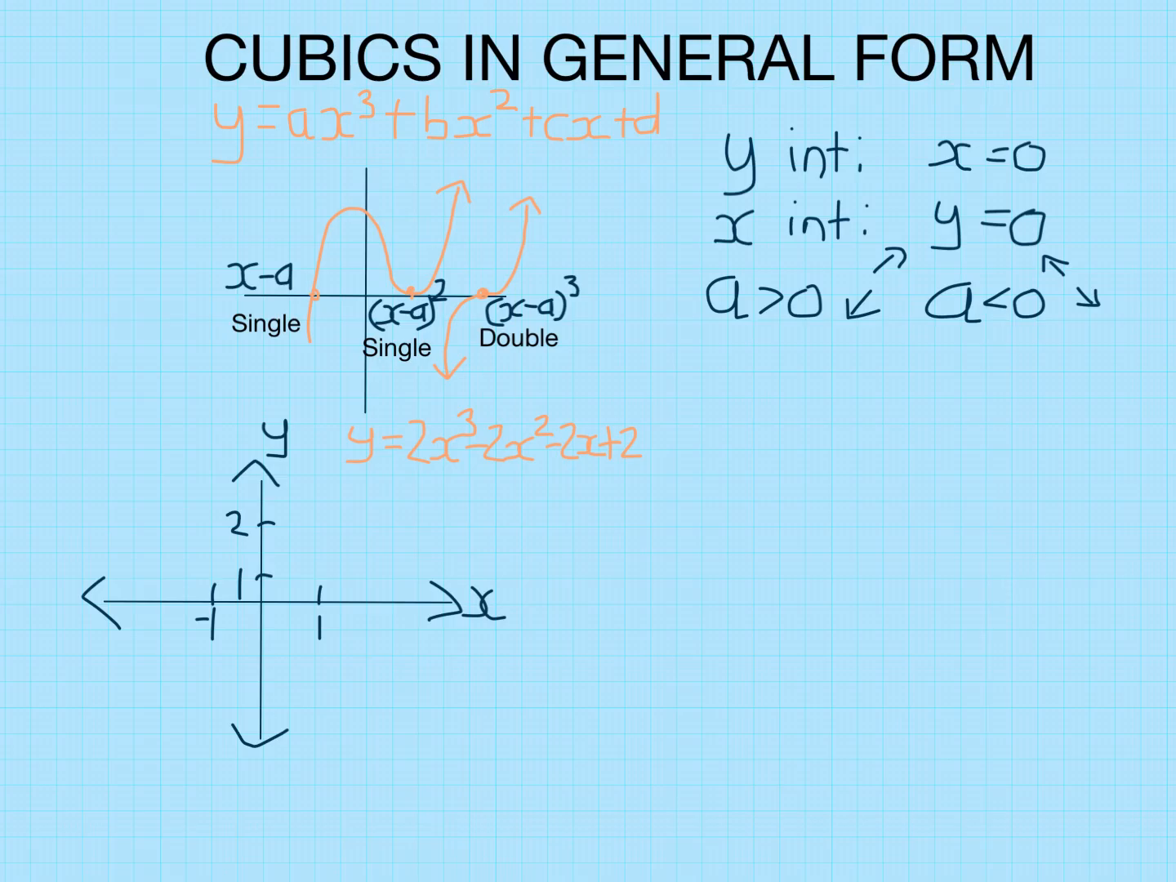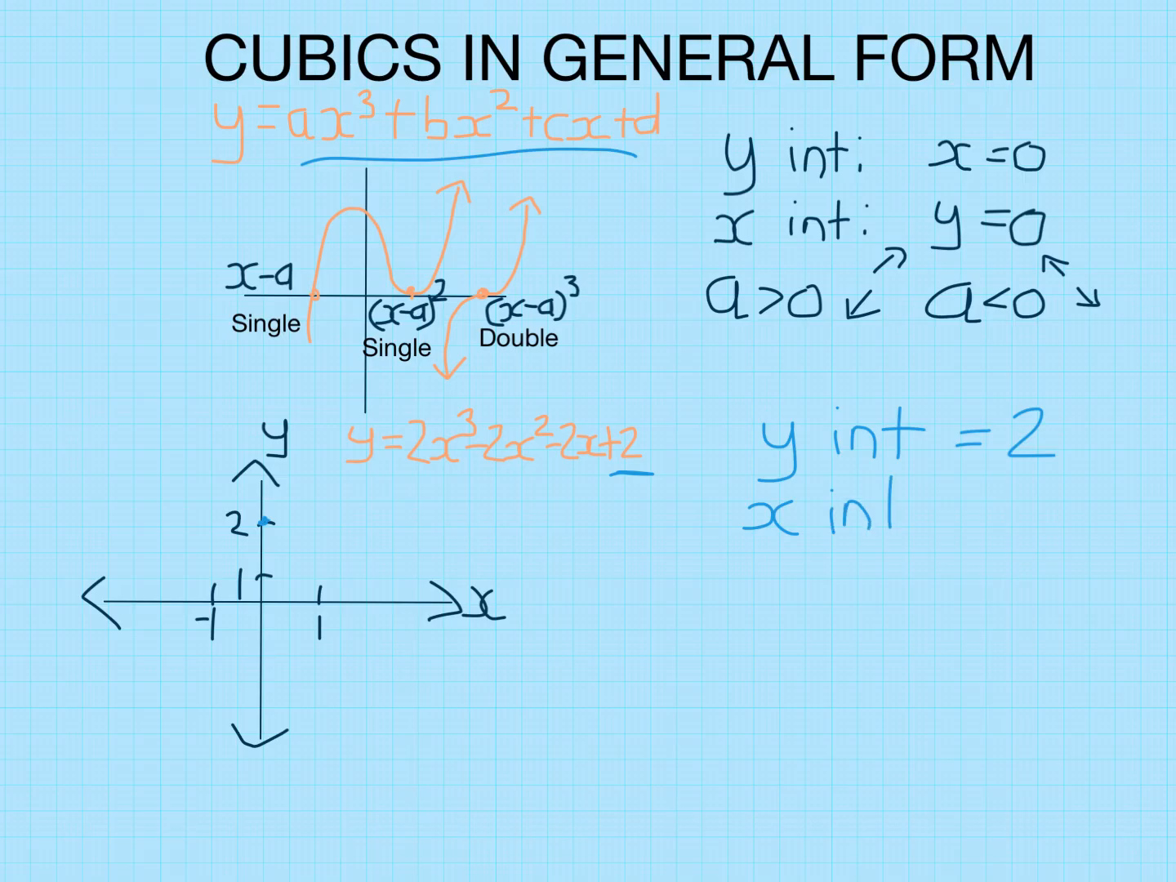So let's look at an example. We're going to graph this function here. So first we're going to calculate its intercepts. The y-intercept is really easy to find. It is just the y value when x equals 0. So if it's written in this form, it's just going to be d, the constant term. So the y-intercept is 2. We'll plot that there.